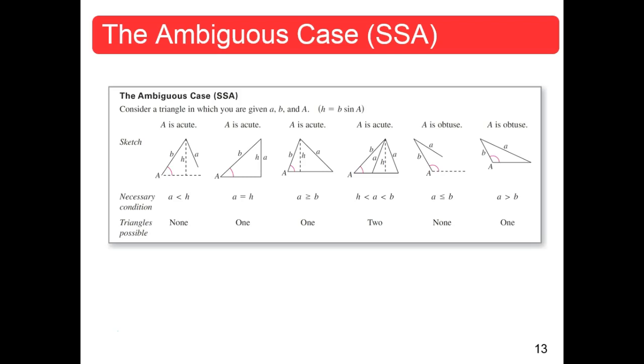Acute or obtuse. And you'll get two triangles if A is between H and B, greater than H but less than B. It's got to be greater than H or else it's not going to work. If it's between H and B, you could possibly get two triangles. Then you have two to solve, not just one. So that's why we call it an ambiguous case. You have several different possibilities.